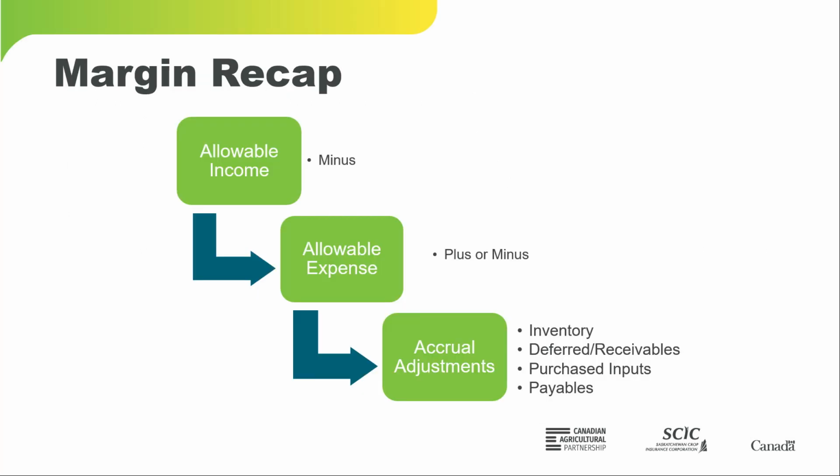So just to recap the margin calculation, we take the allowable income less the allowable expenses, with those adjustments for the accruals, the inventory, the deferreds, receivables, the purchased inputs, and those payables. And again, we do these adjustments so that we get an accurate picture of your farm.